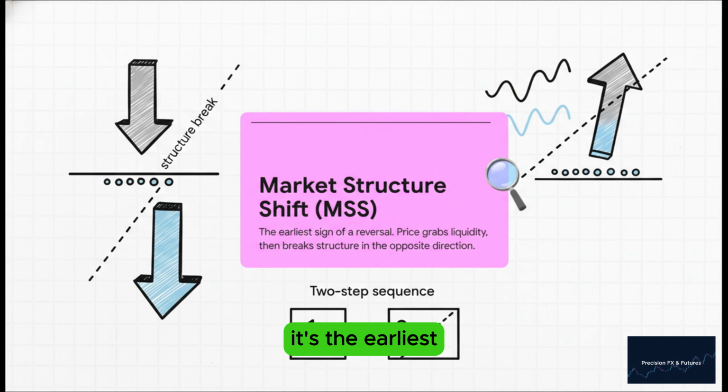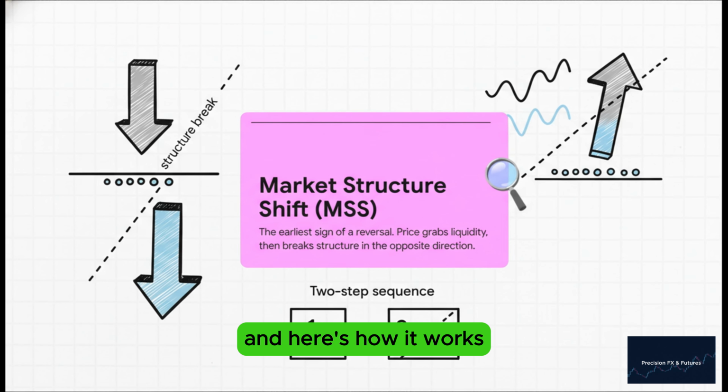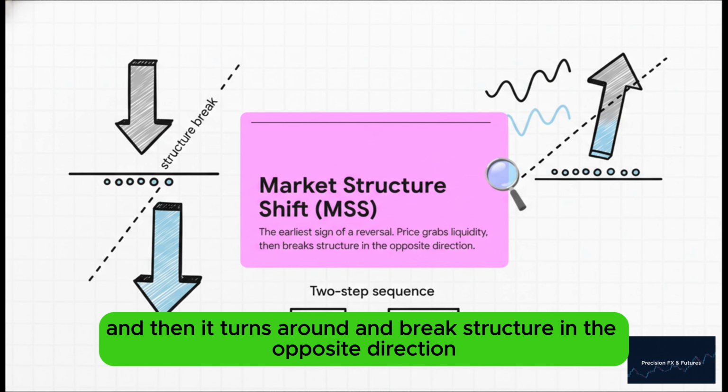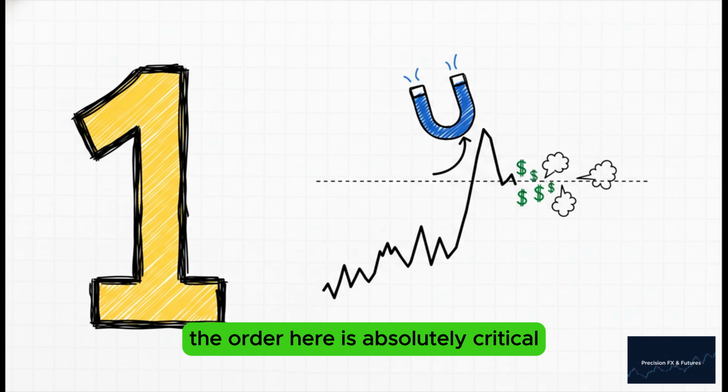It's the earliest reliable sign you'll get that a reversal might be coming. And here's how it works. Price first does a liquidity grab at a key level, and then it turns around and breaks structure in the opposite direction. The order here is absolutely critical.